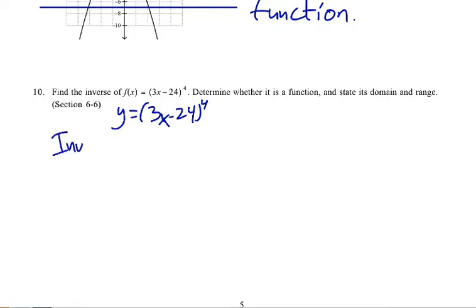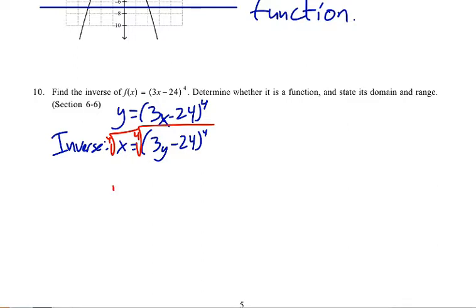So for the inverse, we're going to start off by making it x equals (3y minus 24) all to the fourth power. And now from there we've got to solve for y. So we're going to take the fourth root of both sides. Let me switch colors for a second. So take the fourth root of both sides.